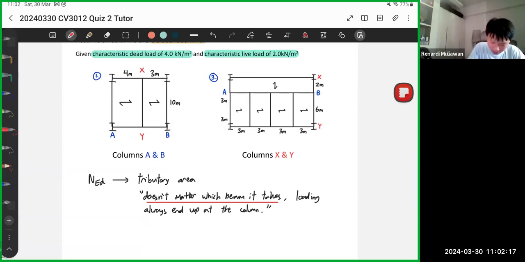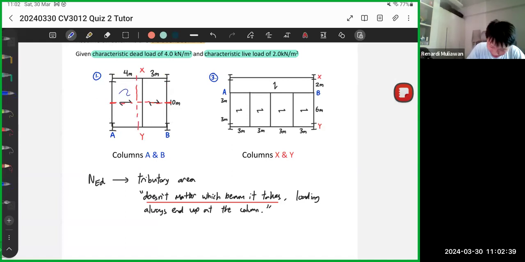So the distance between these two columns, right? The midpoint is around here. This column and this column, the midpoint is here. This column and this column, the midpoint is here. This one and this column, the midpoint is here. Okay, so you just divide it like this. And that's it. That's your tributary area for the columns.